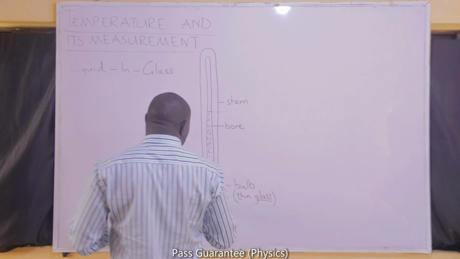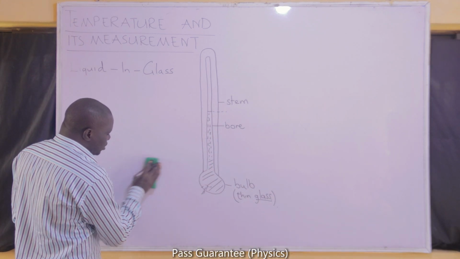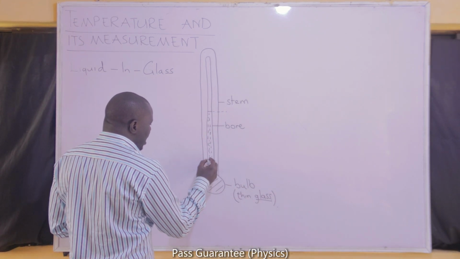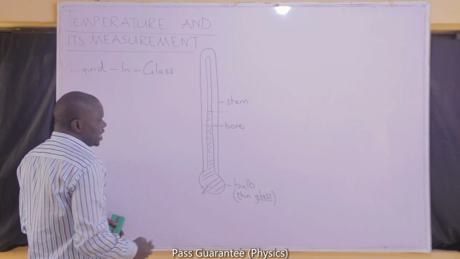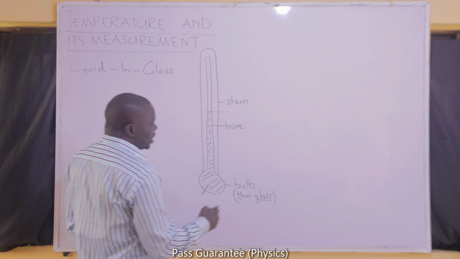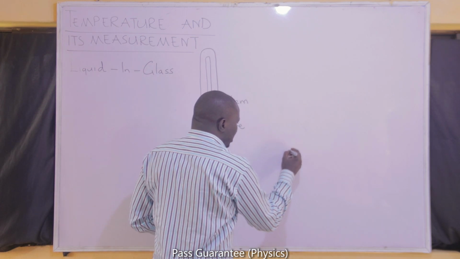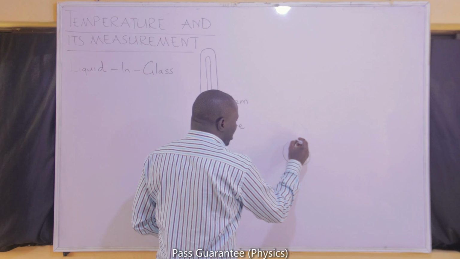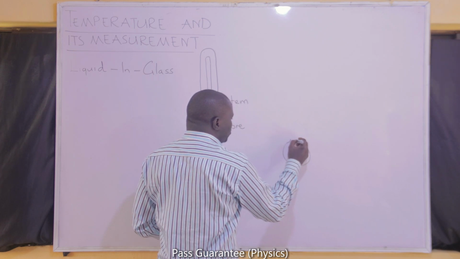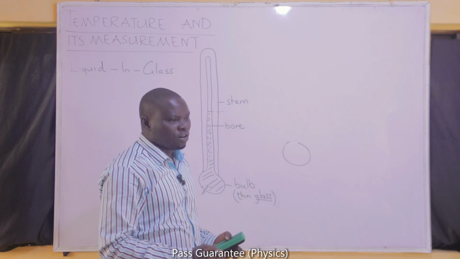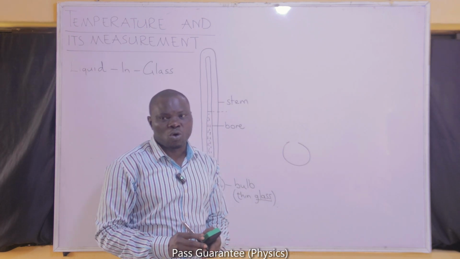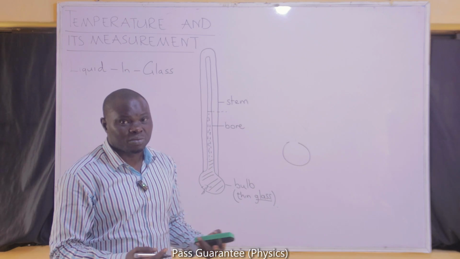Now, the bore is another thing that we should talk about. The bore must be very narrow. The bore must be very narrow because the expansion we are expecting is actually very, very small. You see from our class on expansion that most of the time, if there's going to be a change in volume, it is not something that is large enough to even be seen.